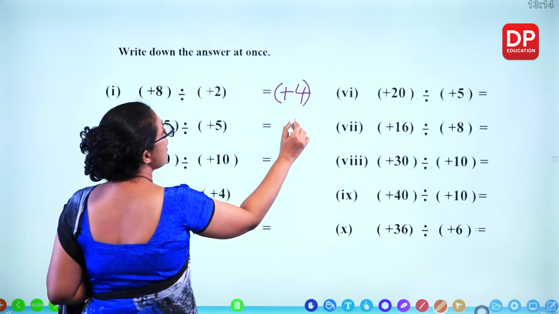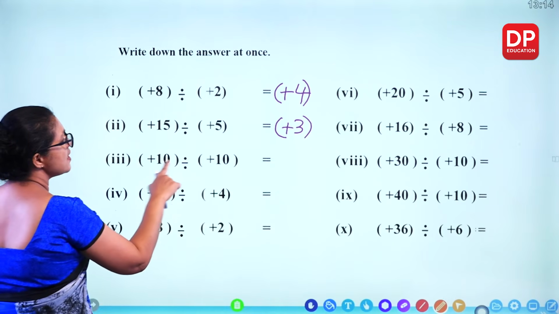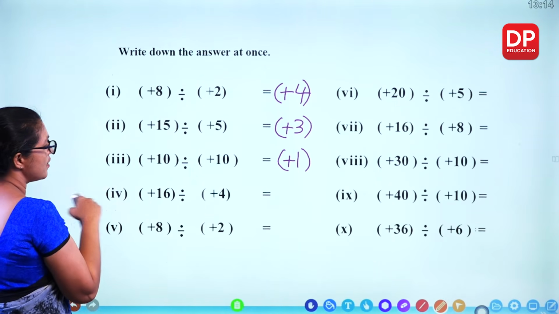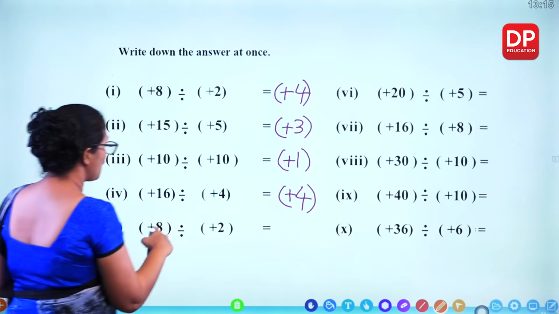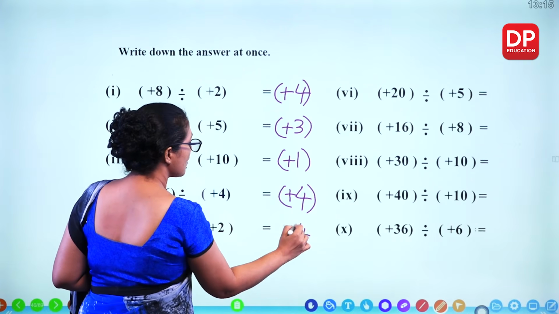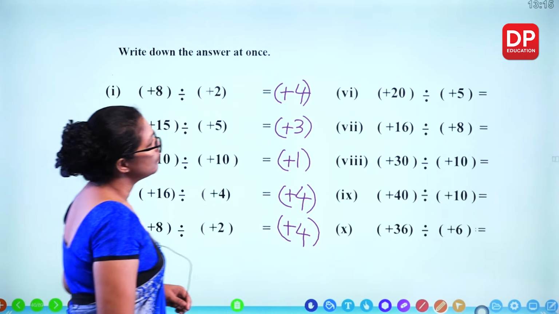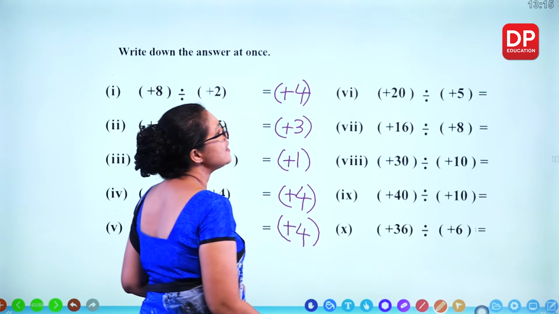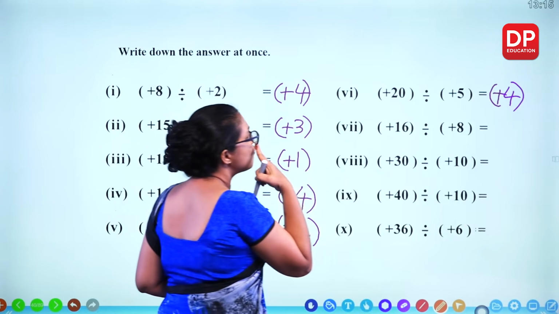15 divided by 5 is 3. Both positive, you get the positive answer. 10 divided by 10, 1. Both positive, you get 1. 16 divided by 4, 4. You get plus 4. 8 divided by 2, that's 4. That is also plus 4. 20 divided by 5 is 4. Both positive, you get positive 4.